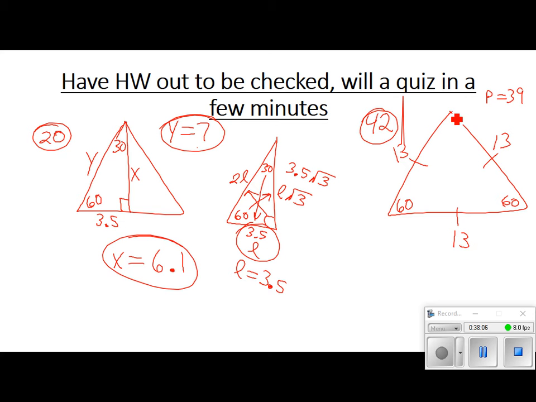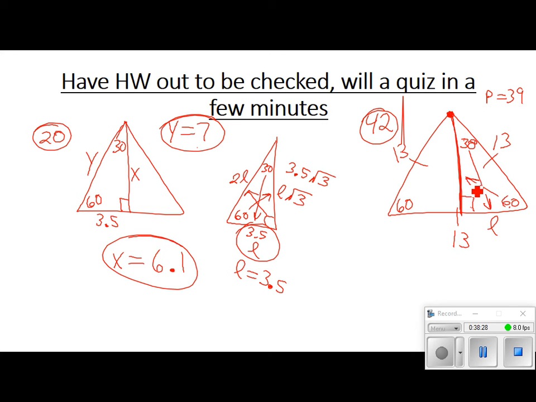Find the length of the altitude. Remember, an altitude goes from one of the corners to the opposite side, and it forms what? A right angle. If we have that, we have a 60-degree angle here, a 90-degree angle here. What's this angle up here? 30 degrees. In a 30-60-90 triangle, the side across from the 30-degree angle is labeled L.